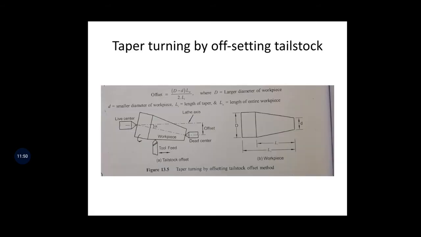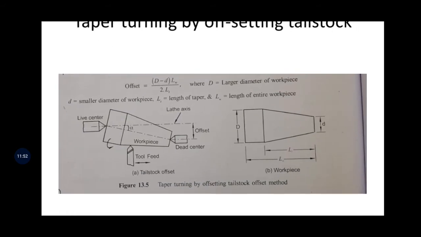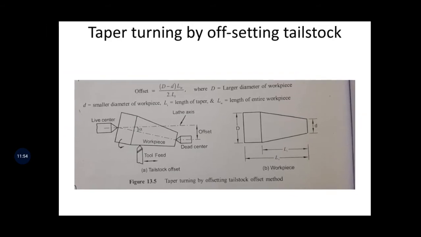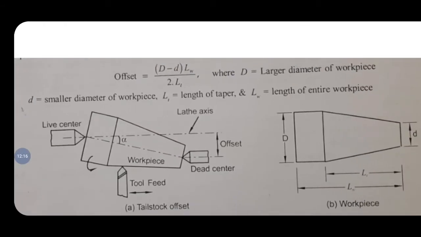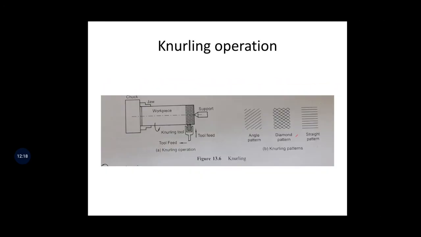Next, taper turning by offsetting the tailstock. Offsetting the tailstock means we have to move the tailstock away. The tailstock is not exactly at the center; it should be away from the center. It's called the offset method. Tailstock offset is capital D minus small d into LW, where LW is the length of the entire workpiece, divided by 2 into LT, the length of the taper. This is the formula for this method.